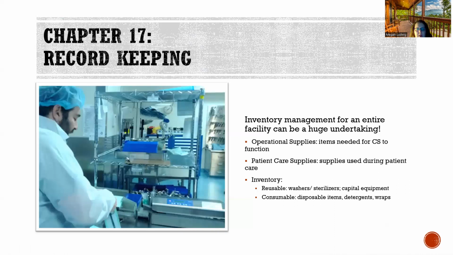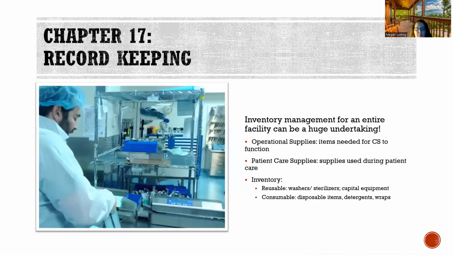So the operational supplies are things that the CS department actually needs to function. That's going to include things like your detergent, your chemical indicators, wrappers, things that have to be had within that department for everything else to work.